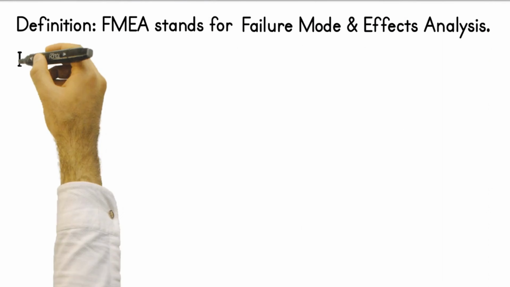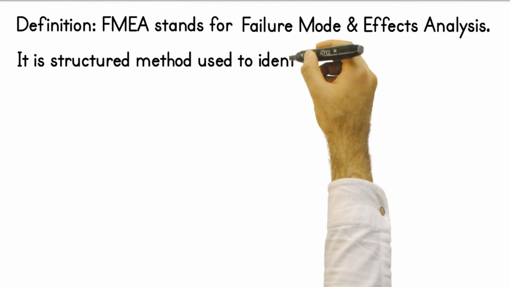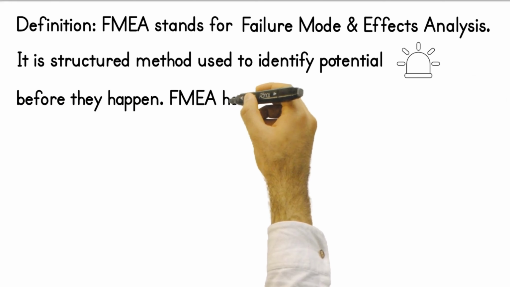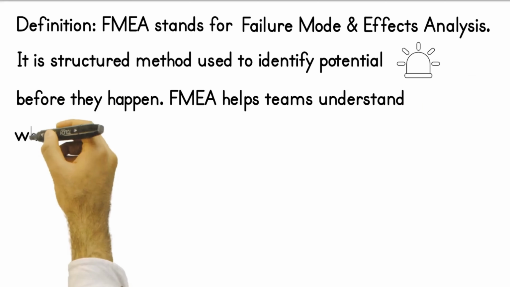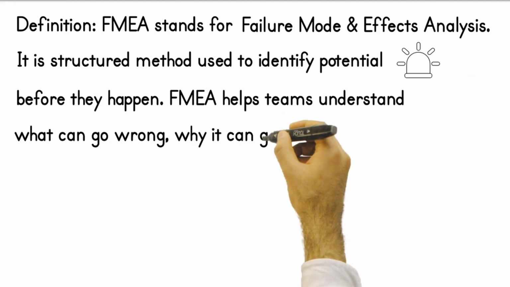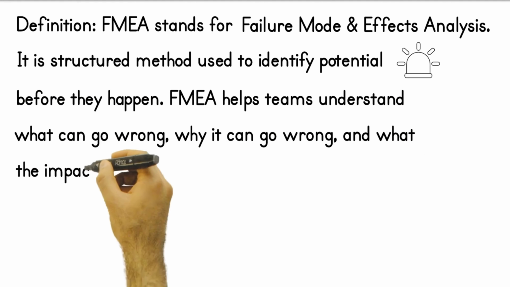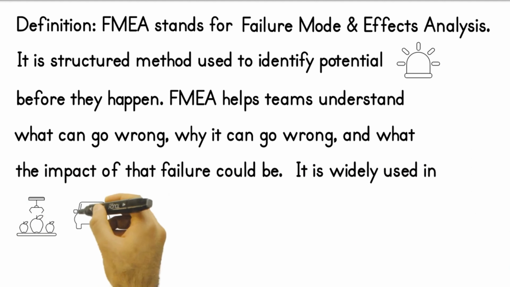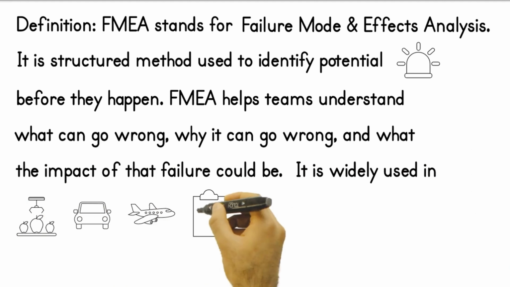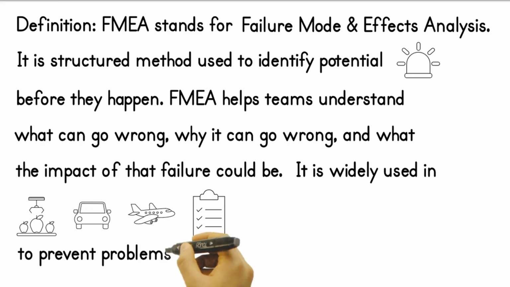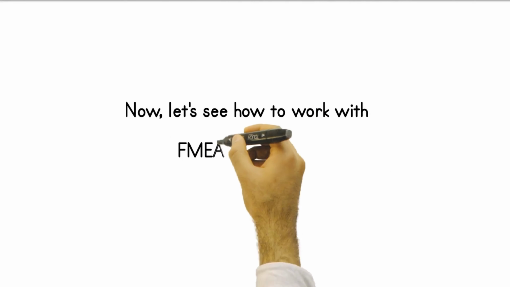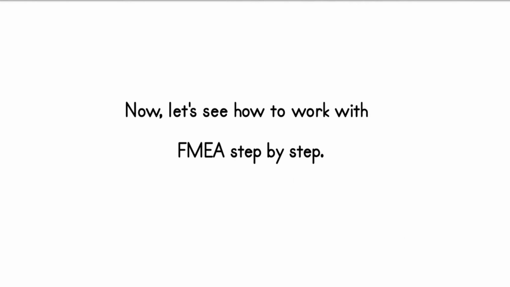FMEA stands for Failure Mode and Effects Analysis. It is a structured method used to identify potential failures before they happen. FMEA helps teams understand what can go wrong, why it can go wrong, and what the impact of that failure could be. It is widely used in manufacturing, automotive, aerospace, and quality management to prevent problems instead of reacting to them. Now let's see how to work with FMEA step by step.